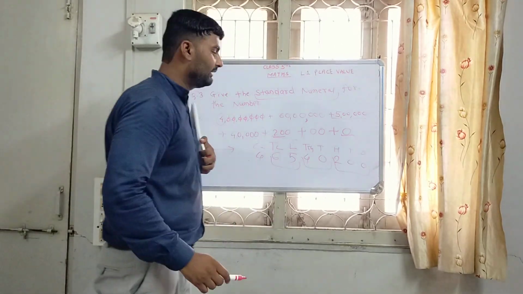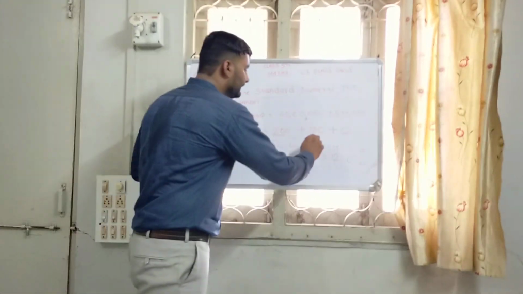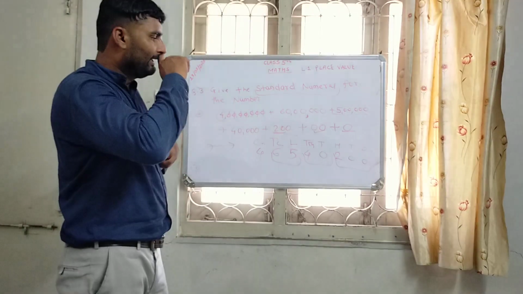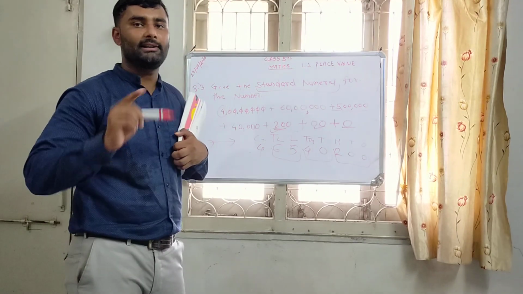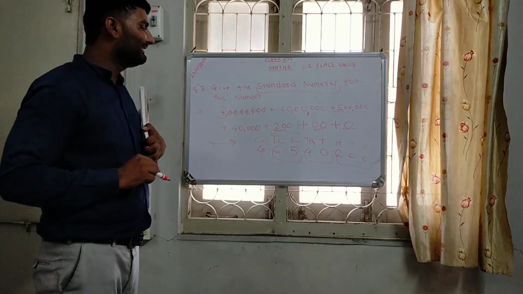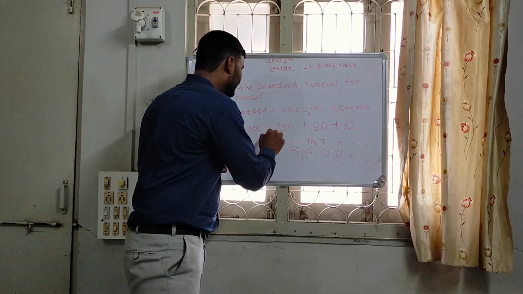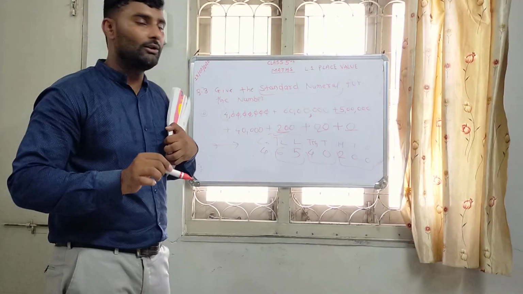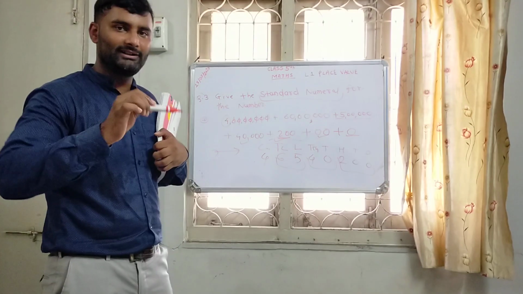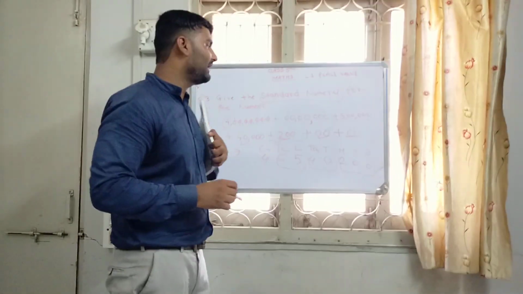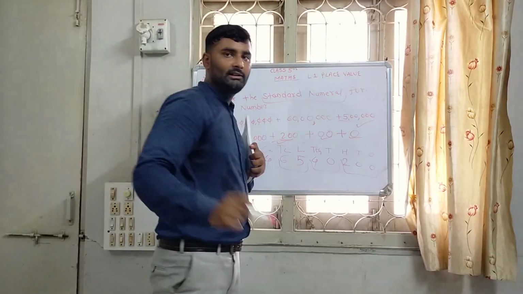How many ones are there? 0. Check. How many tens are there? 0. Check. How many hundreds are there? 2 hundreds are there. Check. How many thousands are there? 0 thousands are there. Check. How many 10,000 are there? 4 10,000 are there. That makes 40,000. Check. How many lakhs are there? 5 lakhs are there. Check.